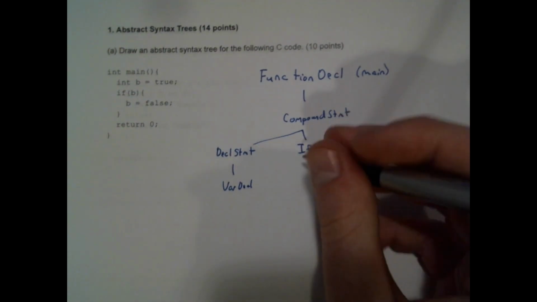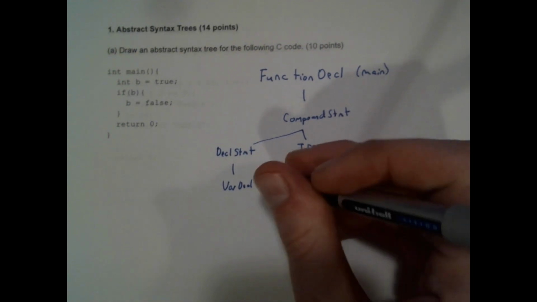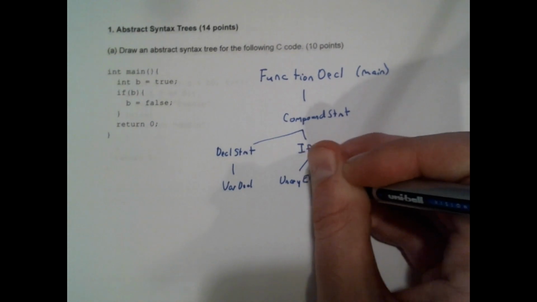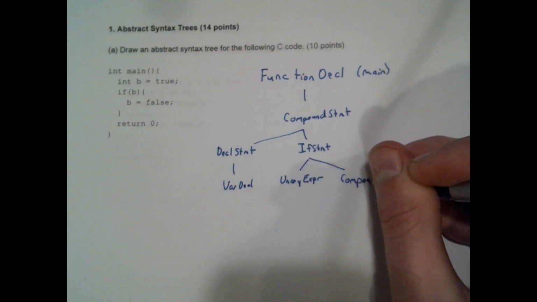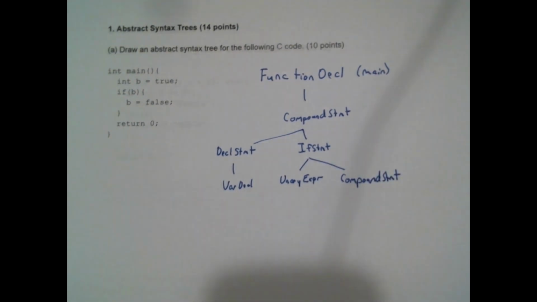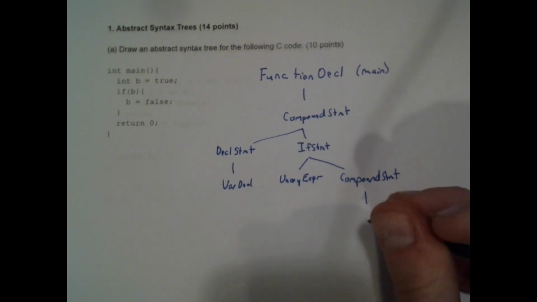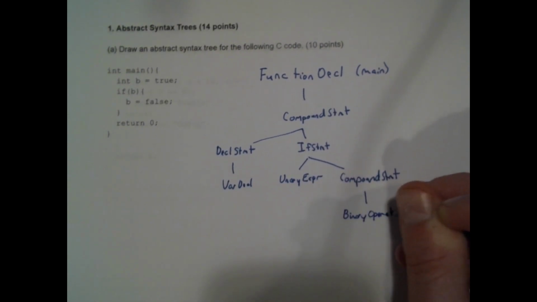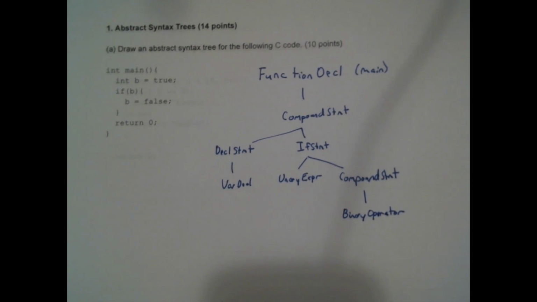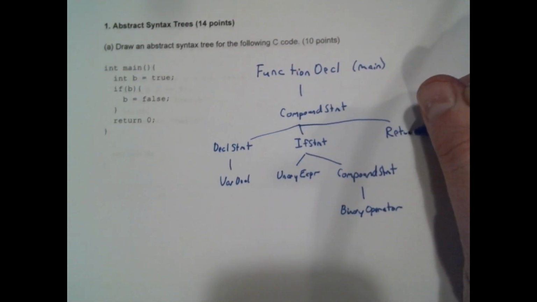That if statement has an expression, and that's the if b, and that's probably listed as a unary expr as the condition, and then we'd have a compound statement as the body of the if statement. We don't have an else here, so it doesn't have a second compound statement, and within that we would have a binary operator, which hopefully we're painfully familiar with at this point, and that would be the b equals false. So that covers all of the code except for the final thing, which is the return statement.